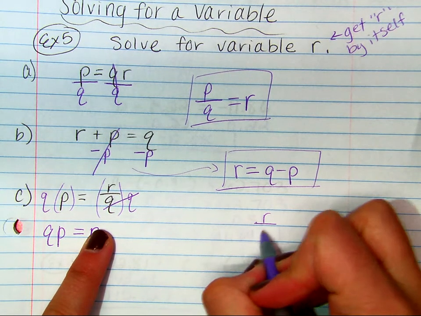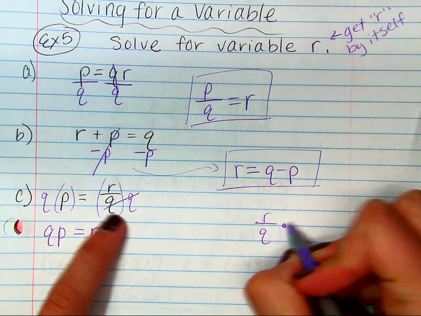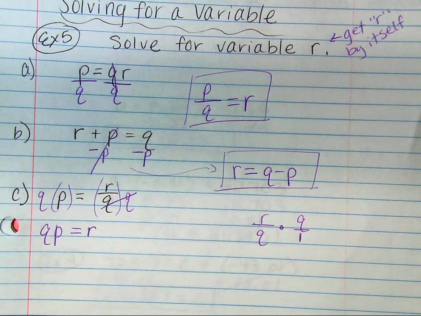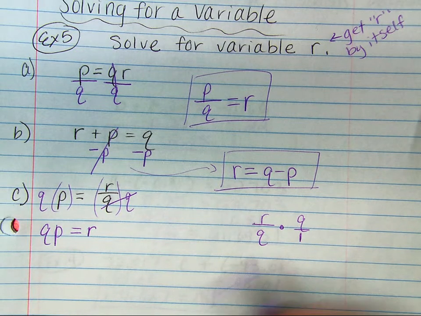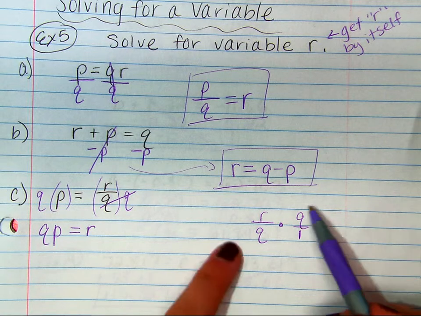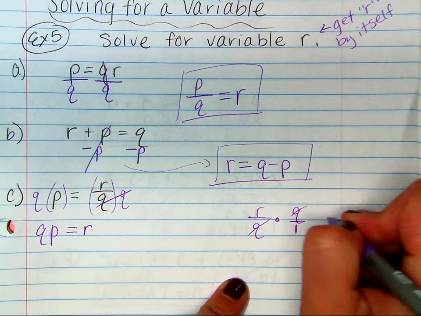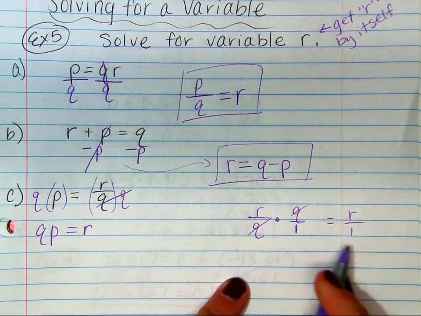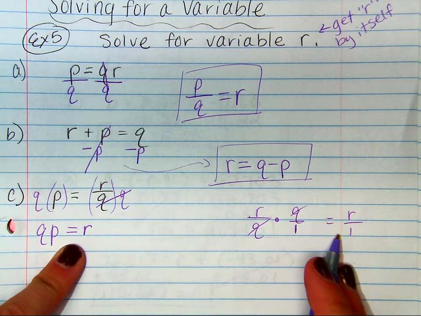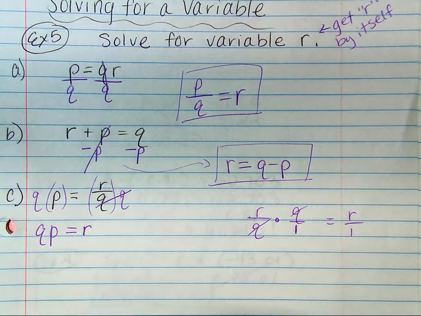You don't necessarily have to write this part down, but r divided by q times q. Well, you can put anything over 1. So it's kind of like I did that, q over 1. And you know you can always cross cancel when you multiply two fractions. So those q's would cross cancel out. So what I'm left with is just r over 1. R over 1 is the same thing as just r, which is what we got. Okay, so I have q times p equals r. I've solved for r, and I'm done.